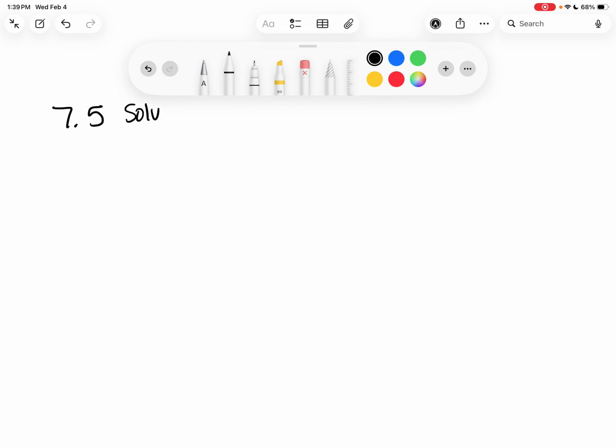7.5, solve special types of linear systems. We lost a Portsmouth yesterday. So, we're going to be looking at special types of linear systems.